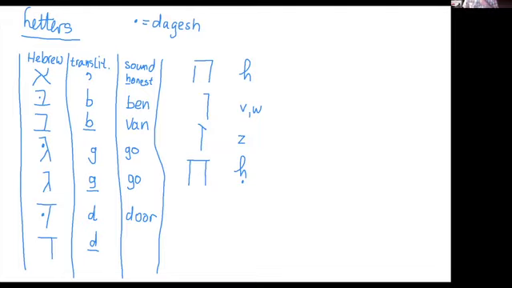Then we got a tet. Well, I write the tet different than he did. I write it like this. That's how I learned it. Do I say this correctly? Yeah, it's the tet sound. And it's a T with a dot beneath it.